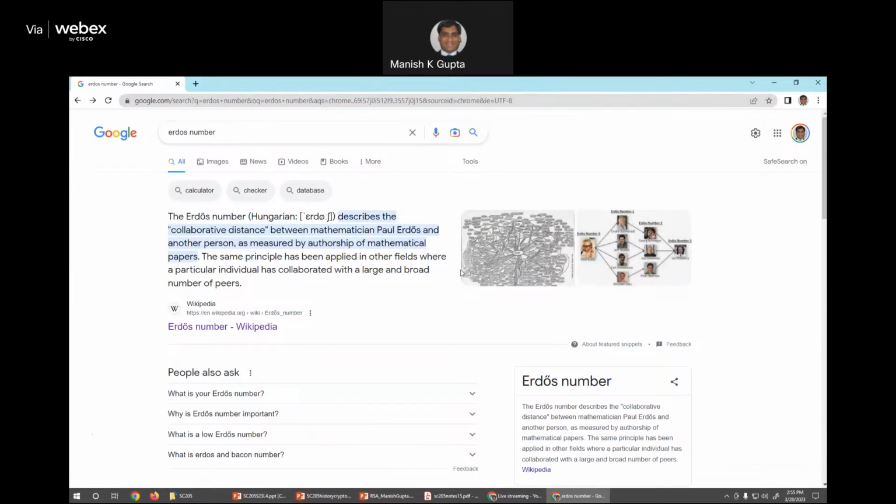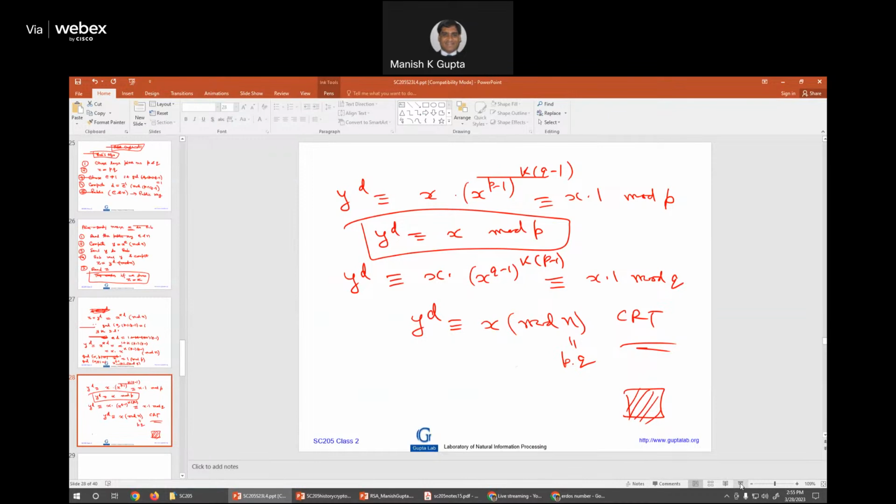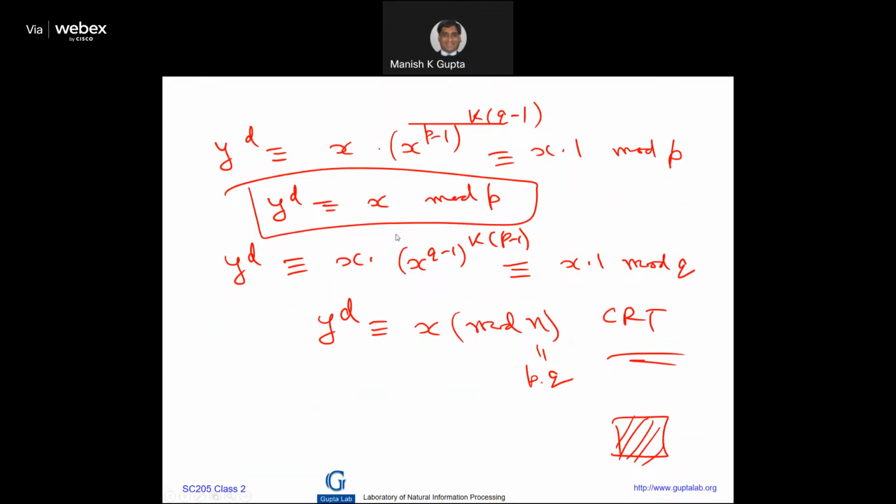People say that if you have a finite Erdős number, it's a good thing. By the way, my Erdős number is 2. I worked with a mathematician who worked directly with Paul Erdős. So you can find the Erdős number of anyone by going to the database. So this is all about the RSA cryptosystem.